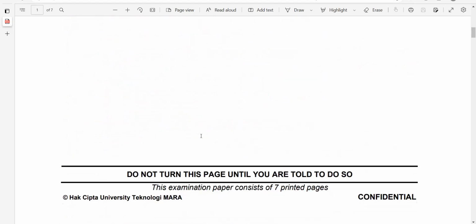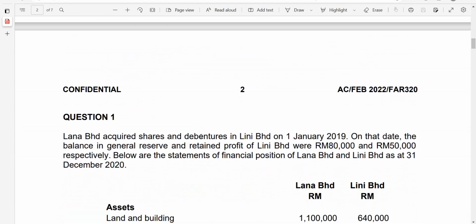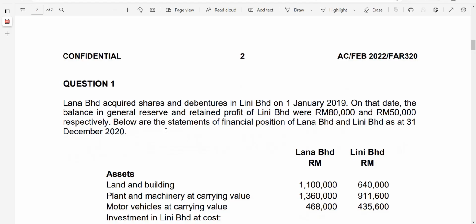So let's look at the first question, which is the question on the preparation of consolidated statement of financial position that I will call C-SOFP. So let's look at what we have here. It's about these two companies, Lana and the company being acquired called Lini.